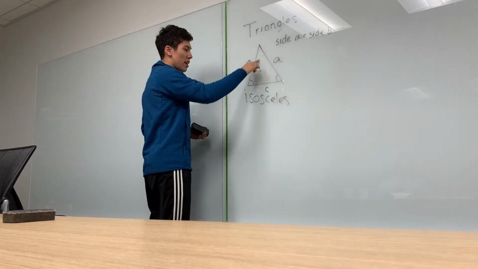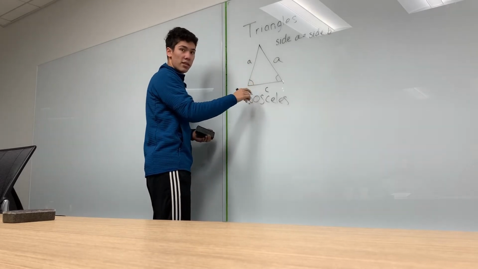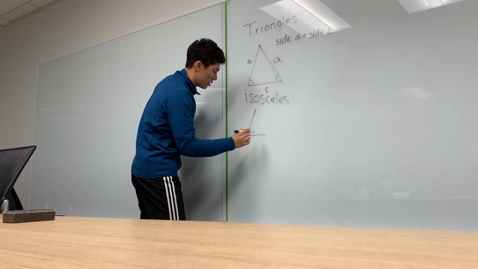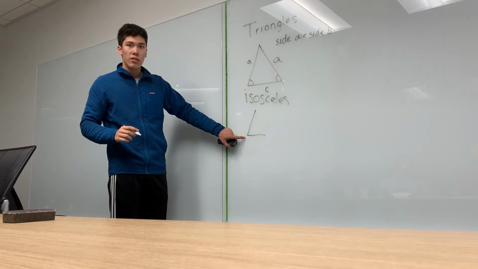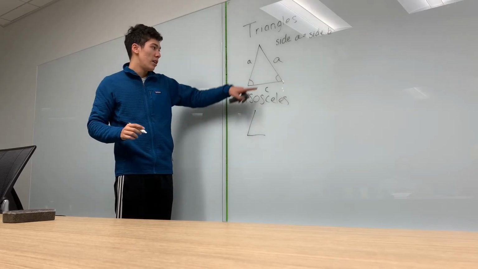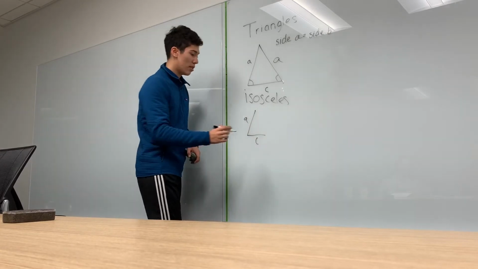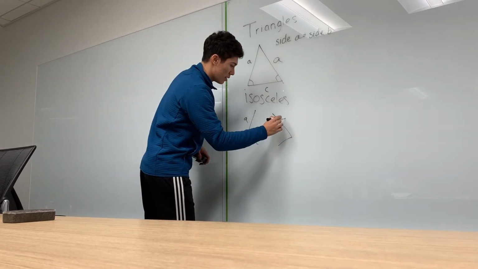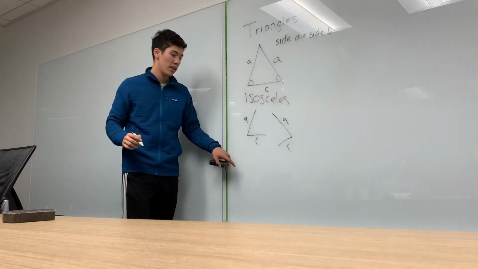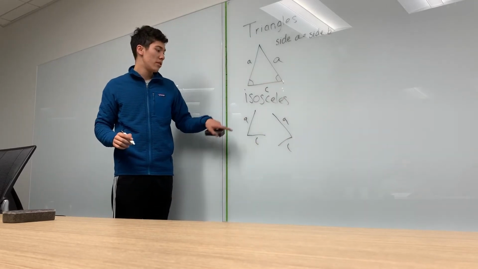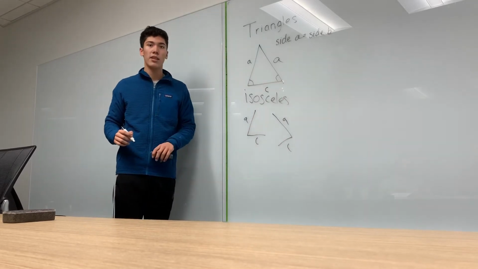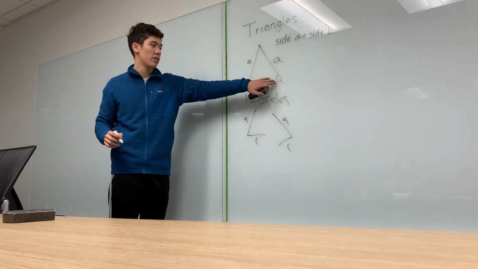So if you take side A and then side C, you're going to have a line that looks like this. This angle, it doesn't really matter what the angle is, but this is side A and this is side C. If you look at the other side, this is also side A and that is also side C. And because they're both the same, they're basically both the same two sides, that's why these two angles at the bottom are the same.